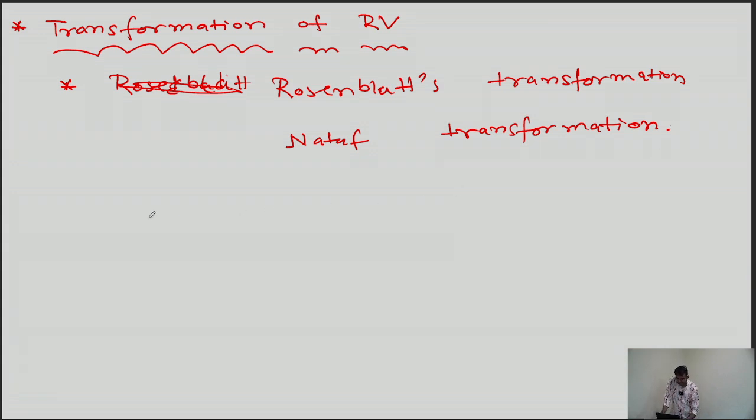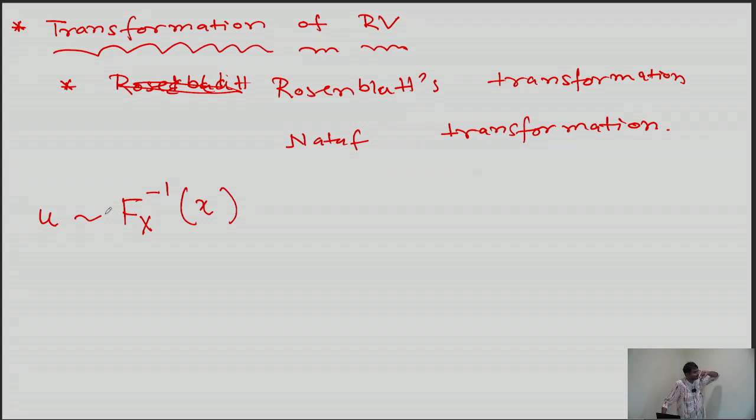But in general, this is a uniform distribution. Okay, so in general this is the thing, but we'll talk about it in detail, so I'm not going into the details of it now.